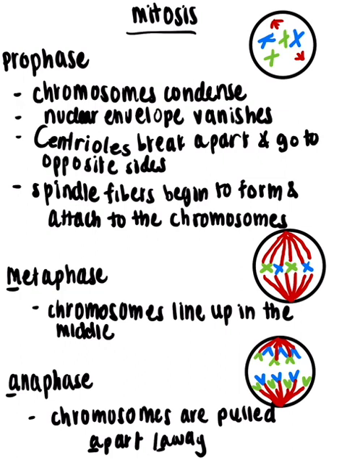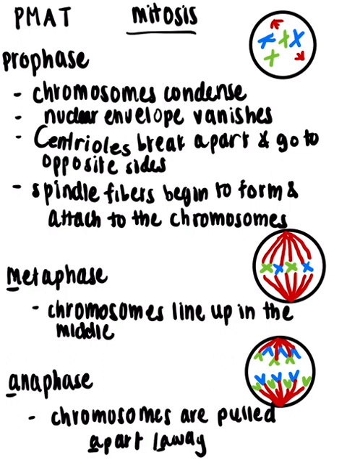So I tried to draw them, so bear with me. Mitosis has 4 stages, which you've probably heard of as PMAT. So first stage is prophase. So what happens in prophase? Well, the chromosomes condense. Then the nuclear envelope vanishes, disappears.